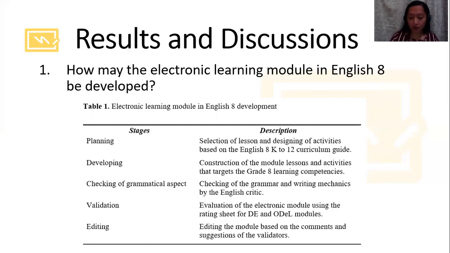By following the process, the module was developed in 5 stages. The module was developed to address the need for a suitable material for an asynchronous online distance education. The Google Classroom, which is a learning management system, was used in developing the module. The lessons were discussed and activities that target different learning competencies were included in the module.